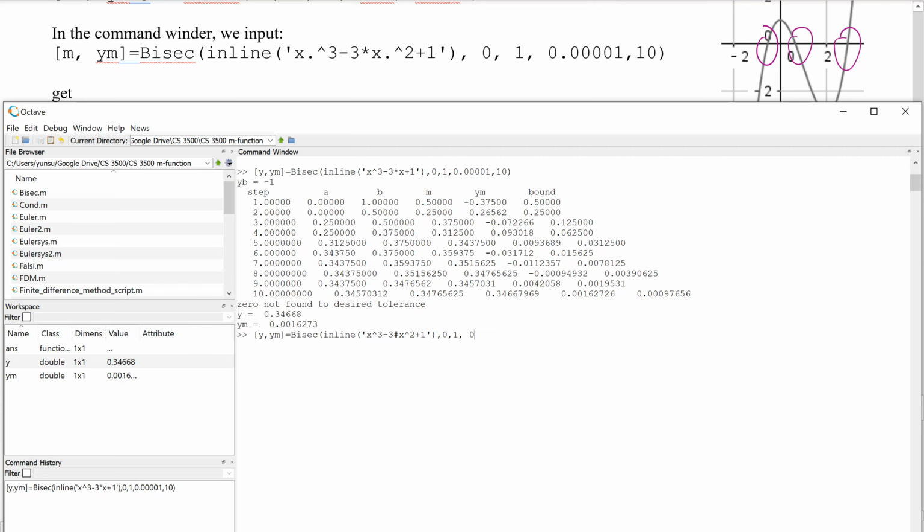Tolerance 0.00001. K-max, the number of iterations, is 10. So let's see. Oh, you see I typed the wrong thing. It's okay, let me fix it. I mean asterisk.